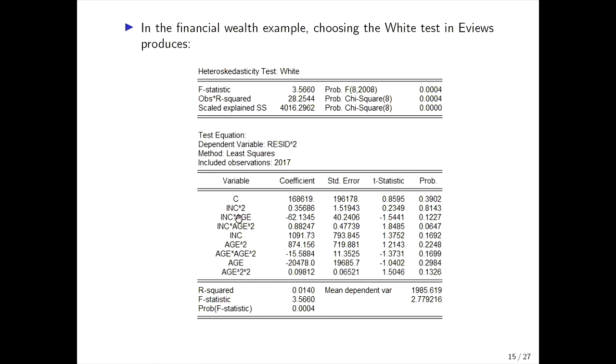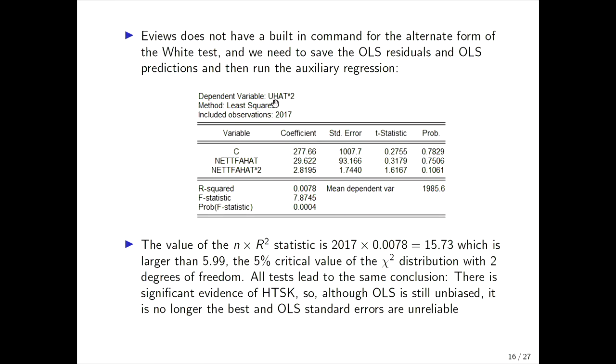So that's the general form of White's test. If you want to use the other form where you use y hat and y hat squared, that special version of the White test is not automated in EViews, so you have to go through and do the steps yourself.